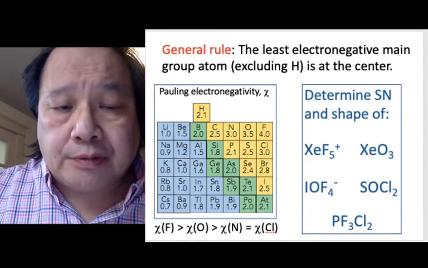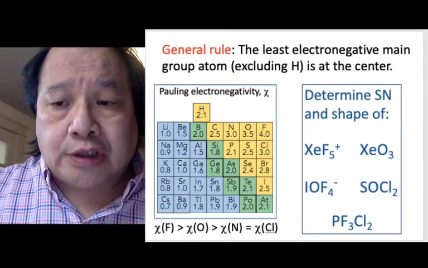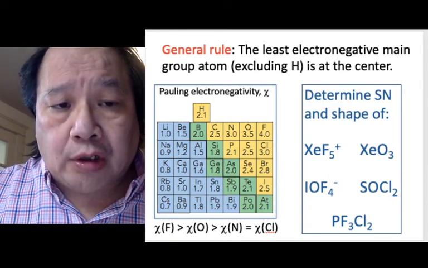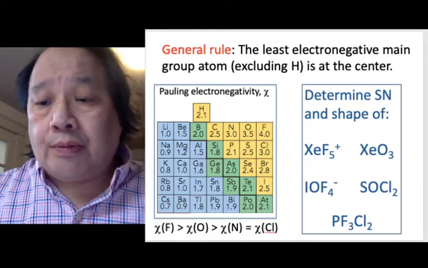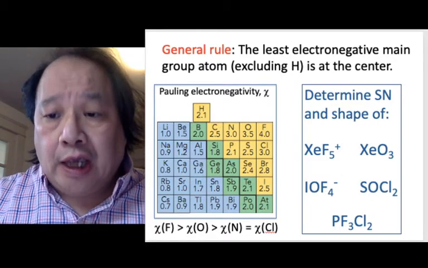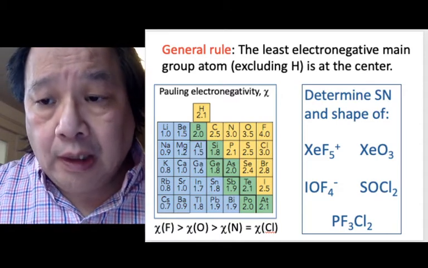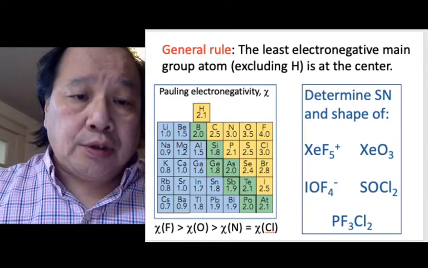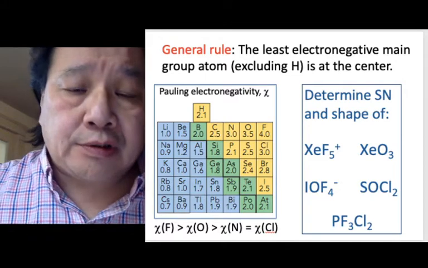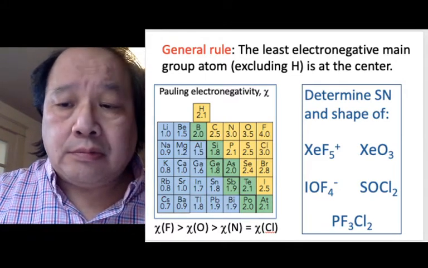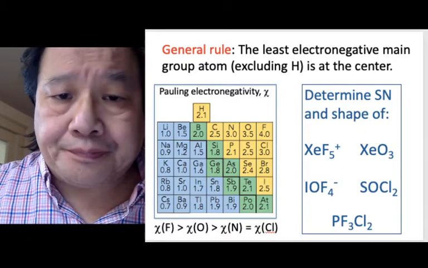Eight. So XeF5+ is what steric number? Eight electrons in the xenon, each fluorine gives 1, and the plus charge takes away 1 overall. Steric number is 6: 8 plus 5, take away 1, divide by 2 is 6. And so this shape is, put in chat, what's the shape of XeF5+? And the answer is square pyramid.